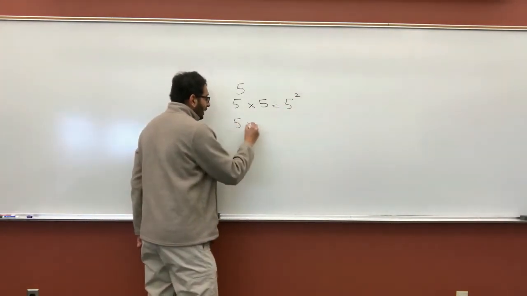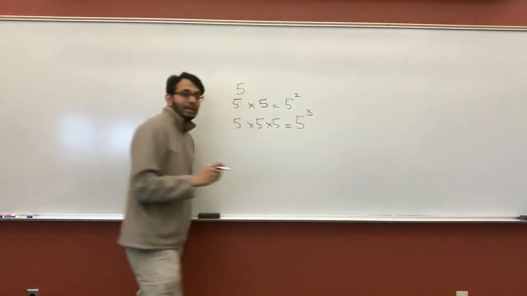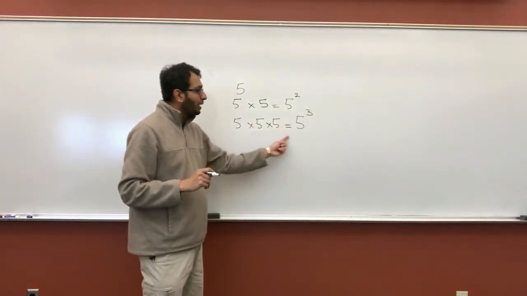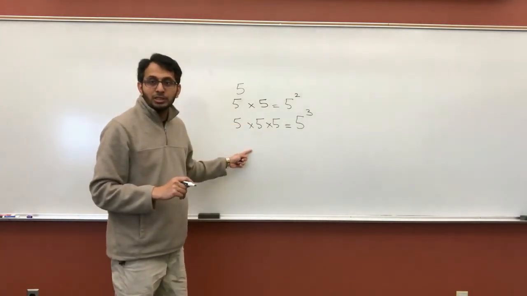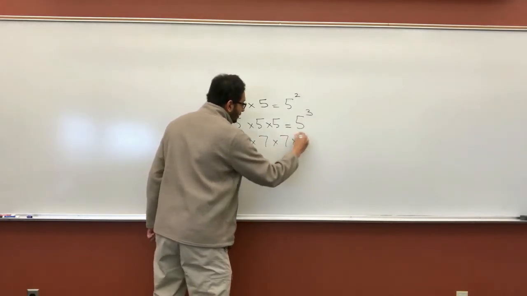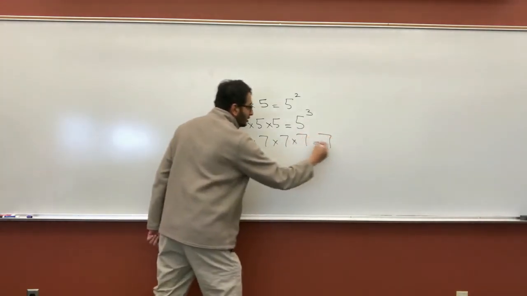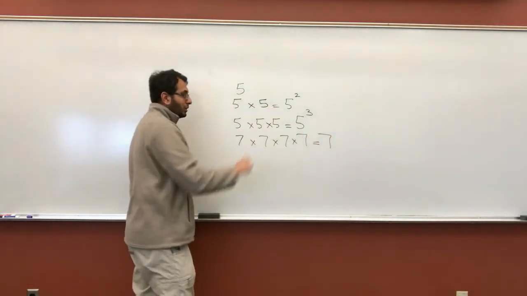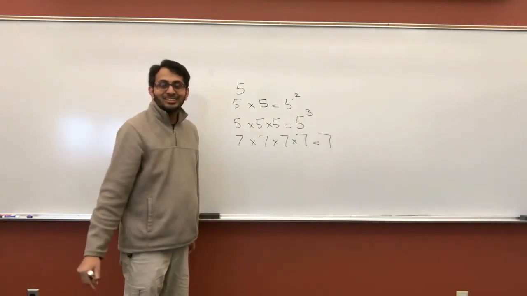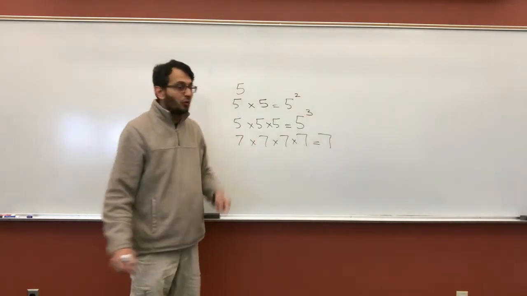Similarly, if I have three 5s, it will be 5 to the power of 3. That means there are three 5s that are multiplying with each other. Okay, 7 times 7 times 7 times 7. So this is basically 7 to the power of, come on, make a guess. To the power of 1, 2, 3, 4.